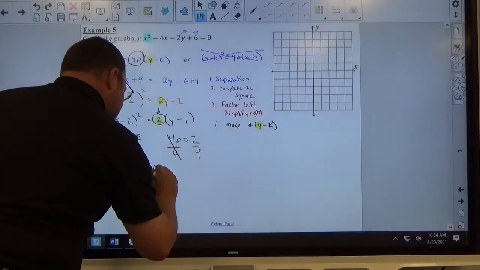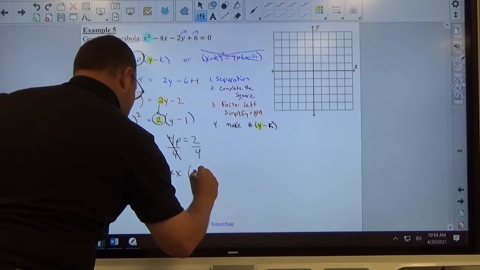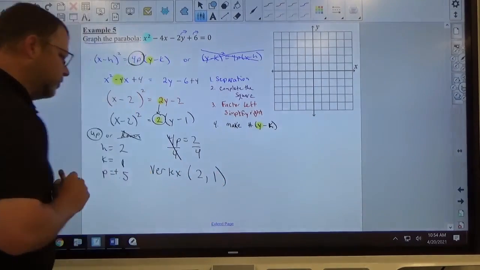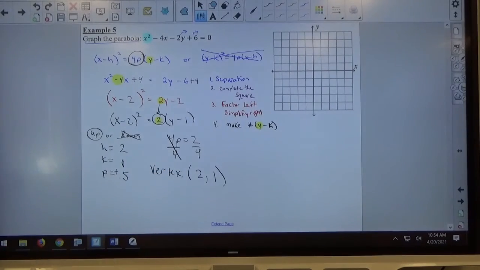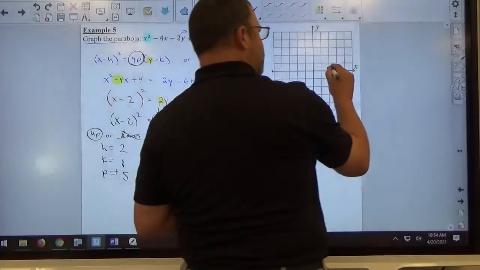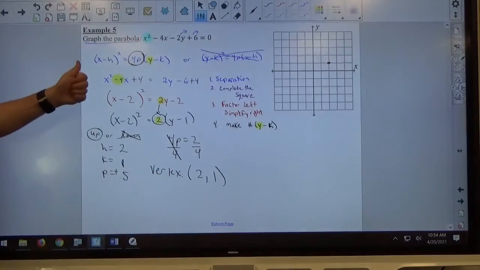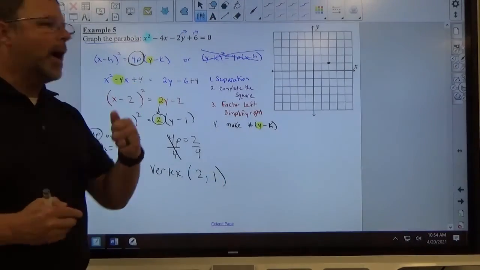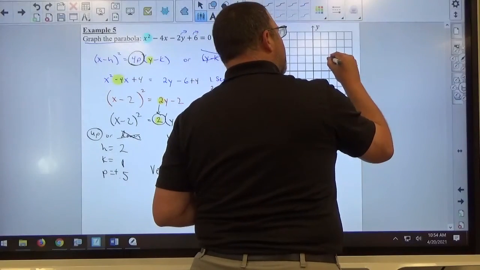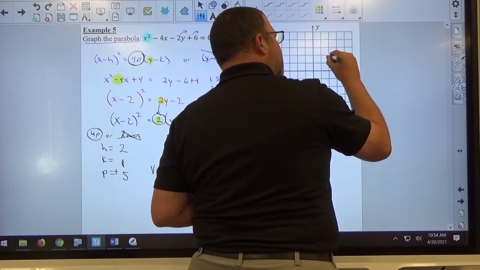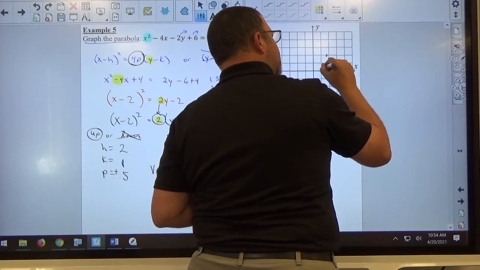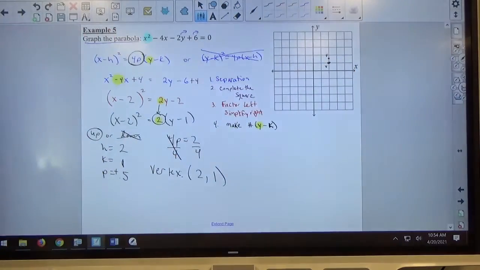My vertex is h 2 comma k 1. So 2 comma 1 is my vertex. That's my starting point. So 2, 1 is where I start. The parabola goes up a half. So my focus is up a half. So I'm going to put my focus right here, 1/2 above that. And again, I'm going to put an F and a V just to clarify what those are.